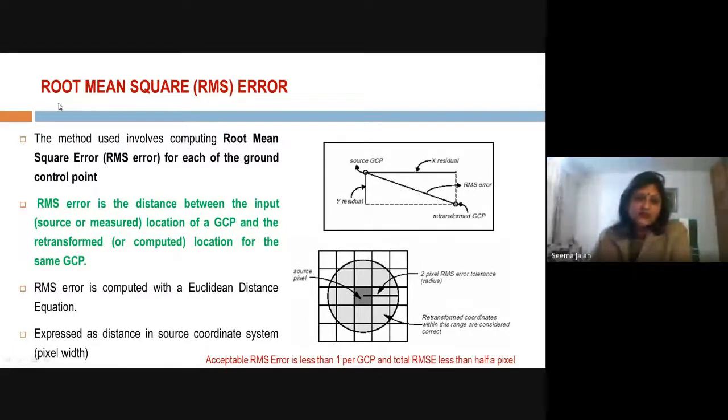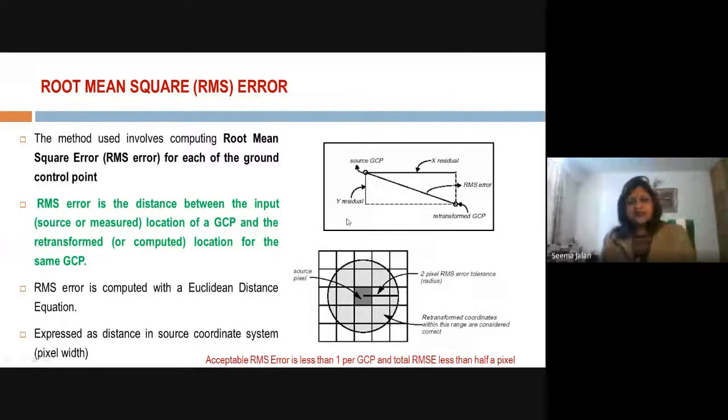Okay, so this RMSE is always in the source coordinate system, that is, the pixel width. Why is it so important? You have now quantified the error. You know that if you run the equation you have formed, the coordinates will not be exactly the same as they should be. Then what we can do is minimize the error.